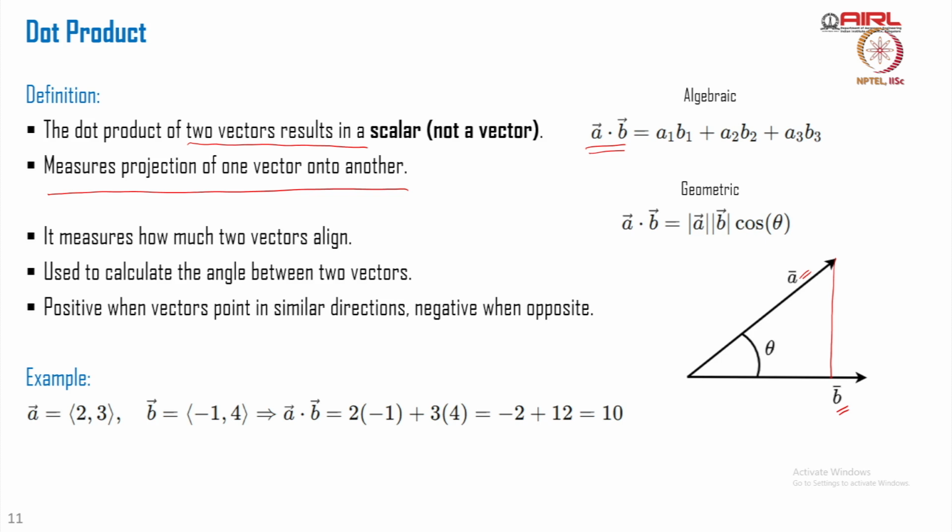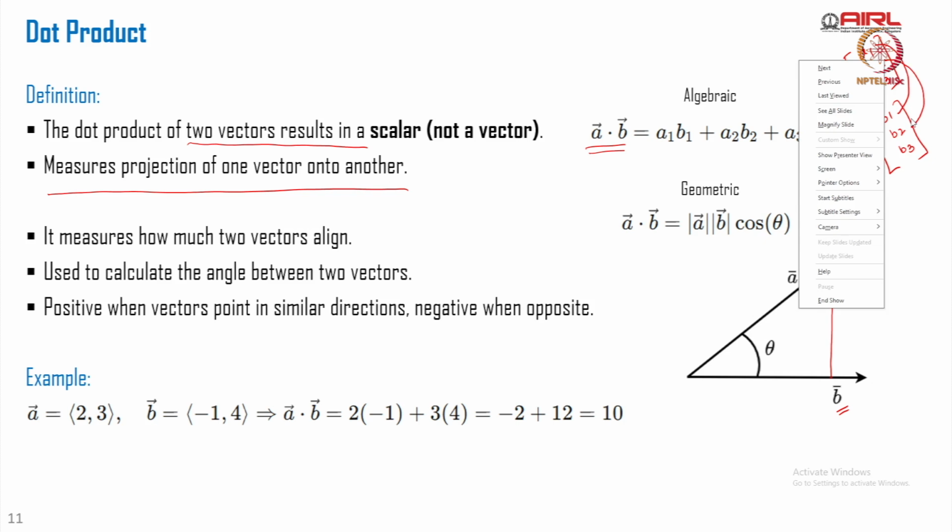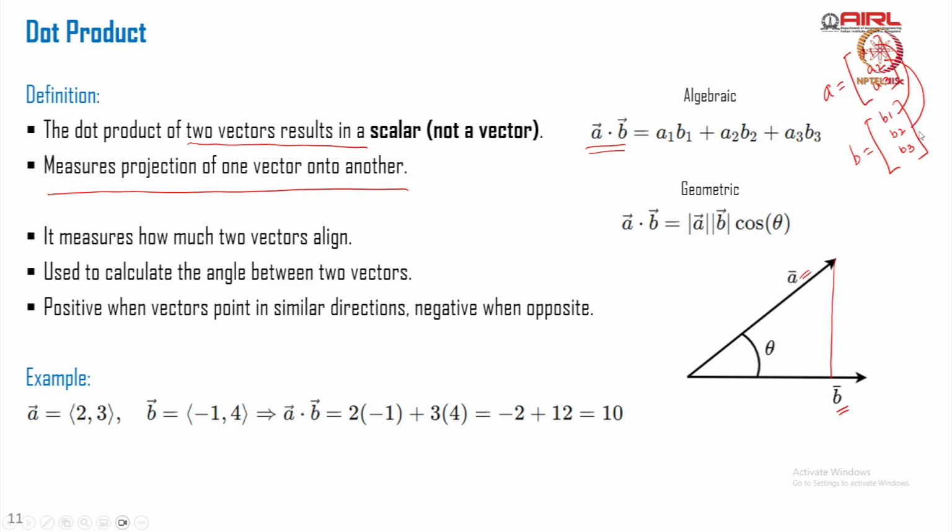What is happening here in A dot B, where A has the terms A1, A2 and A3, and B is another vector which has terms B1, B2 and B3, then the dot product is a kind of component-wise multiplication: A1 into B1, A2 into B2 and A3 into B3. So the dot product of A and B becomes A1 B1 plus A2 B2 plus A3 B3.